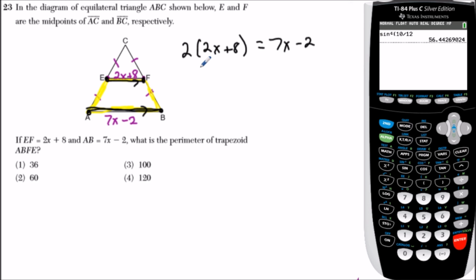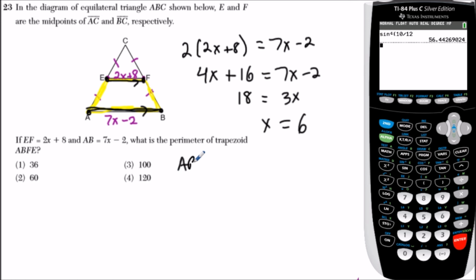So then if we distribute, we just do the algebra. We're going to have 4x plus 16 equals 7x minus 2. Subtract 4x on both sides, you get 3x on the right. Add 2 to both sides, you get 18 on the left. So then you get x equals 6. So let's say I want to solve for the length of AB. We just plug in 7 times 6 minus 2, which is equal to 40.